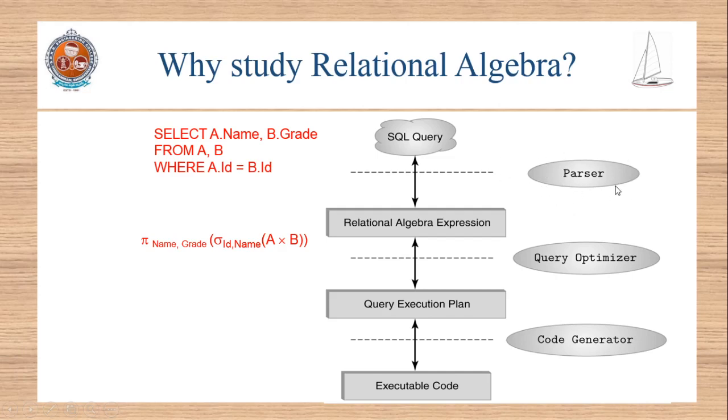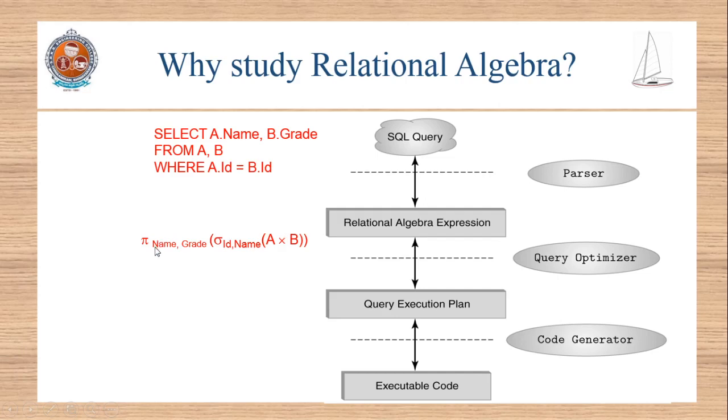When the parser has checked and the given query is valid with no errors, it will go for the relational algebra expression. Here, the relevant relational algebra expression will be considered. This is the corresponding relational algebra expression for the above SQL query. This is the SQL query, which you are going to learn in the coming lectures. And for this corresponding SQL query, this is the relational algebra expression.